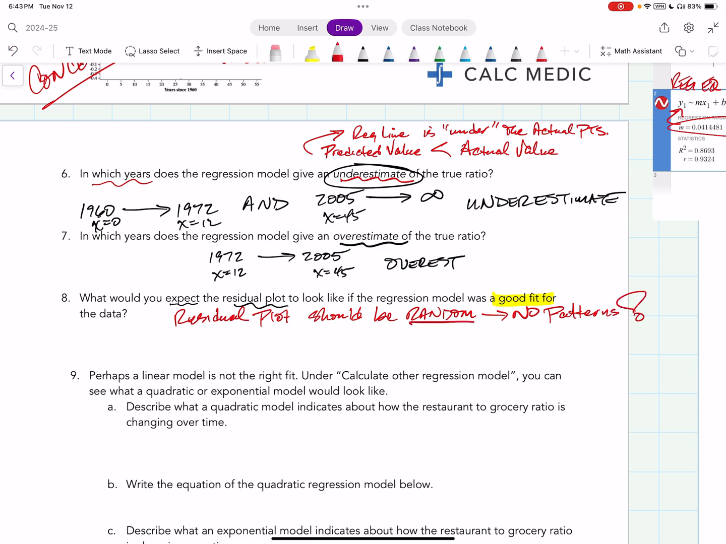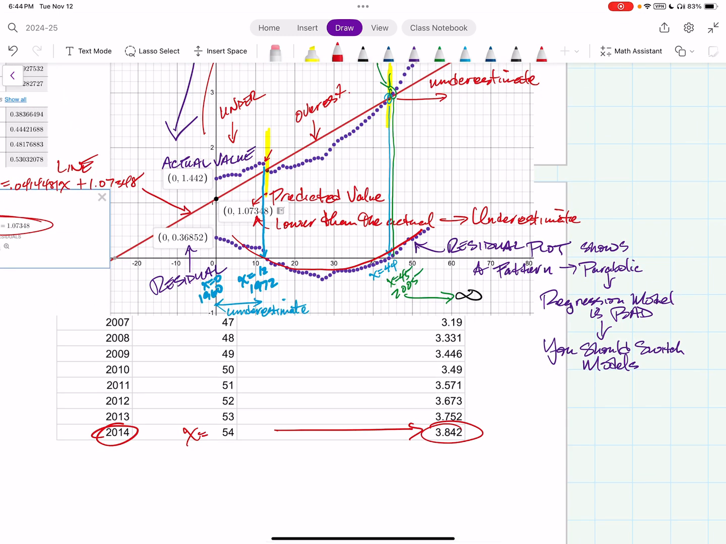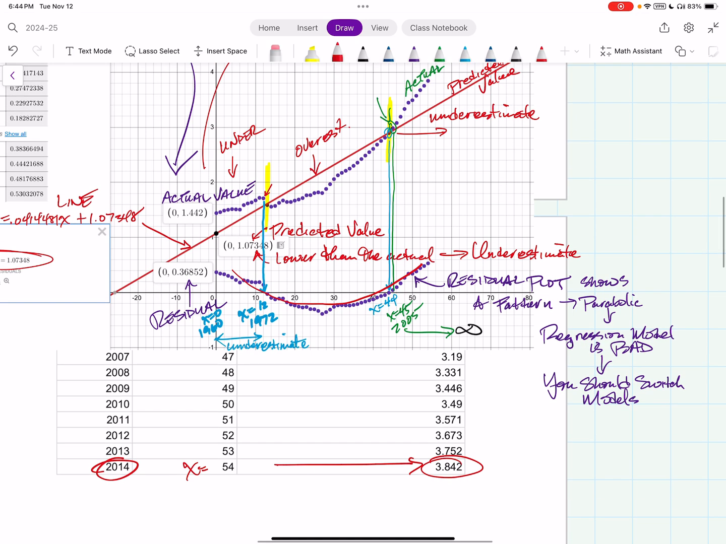Really, really important. When you look at the residual plot, you should see points all over the place. If you see that, that's a good thing. If you see a pattern, like we did over here, in the shape of a parabola or some nice function, that's a bad indication. You have a bad model and you've got to switch.